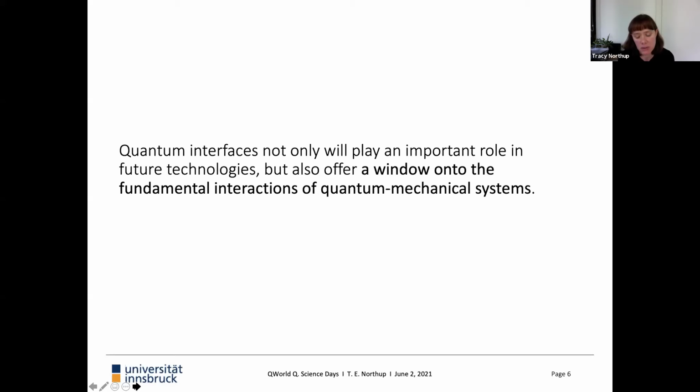When I think about why I'm interested in these interfaces between quantum systems, it's because they offer a window onto really fundamental interactions between light and matter. And as an experimentalist, I find it really beautiful and exciting that we can look at these interactions in the lab, with things that we're able to build in experiments with just a few people working on them.